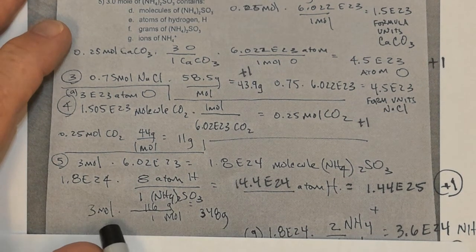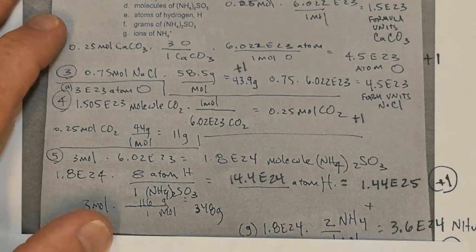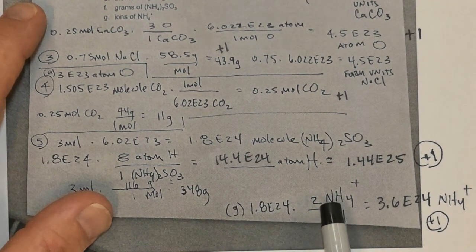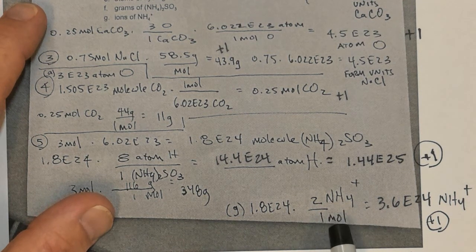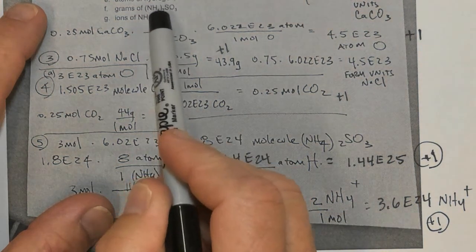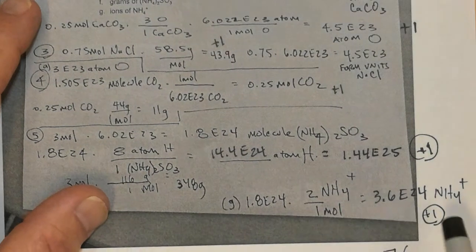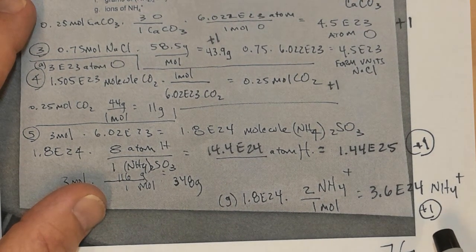F, grams, 3 moles. There's 116 grams in a mole. Gives you 348 grams. That one's not scored. And the last one, G, 1.8 times 10 to the 24th. 2 ammonium ions per 1 mole of the (NH4)2SO3. So 2 of these NH4s in there. That gives you 3.6 times 10 to the 24th NH4s.